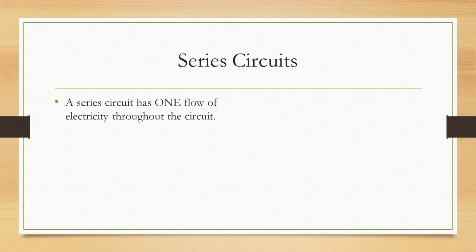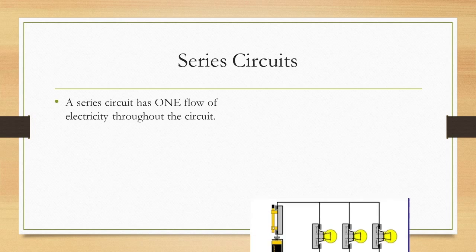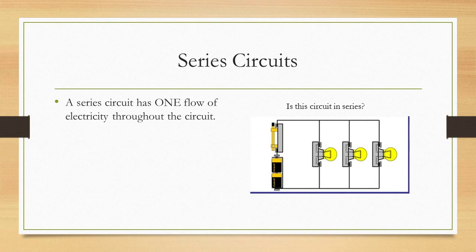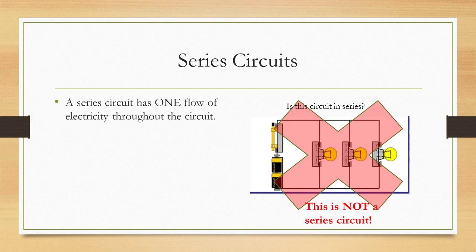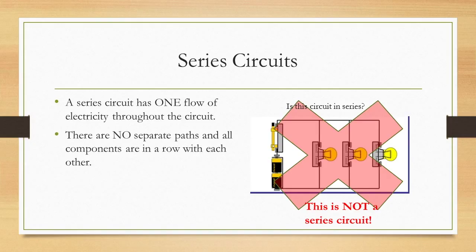A series circuit has one flow of electricity throughout the circuit. So is this circuit in series? And the answer is that it is not in series, so it's not a series circuit. And this is because in series circuits, there are no separate paths and all components are in a row with each other, meaning that there is just a single flow of electricity throughout the circuit. Whereas in this diagram, there are multiple paths that electricity can flow through, as they can go through the first branch, the middle branch, or the last one at the end.